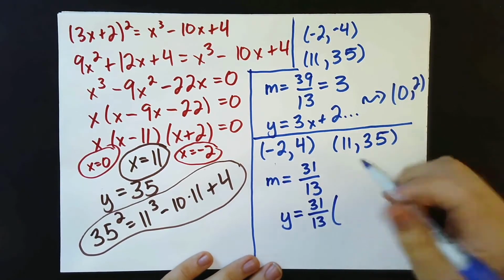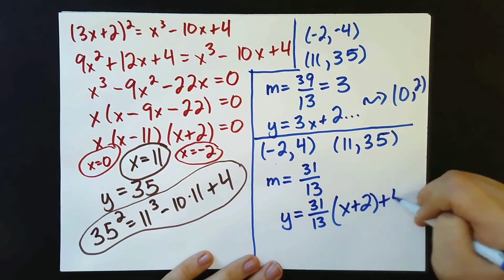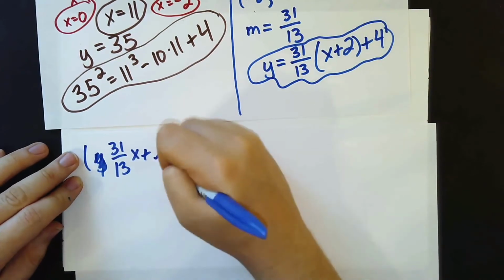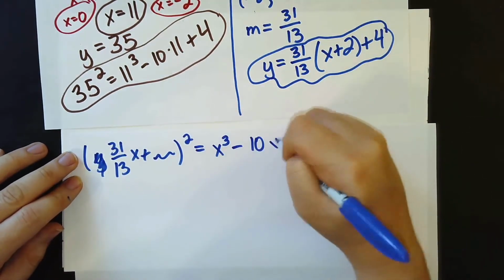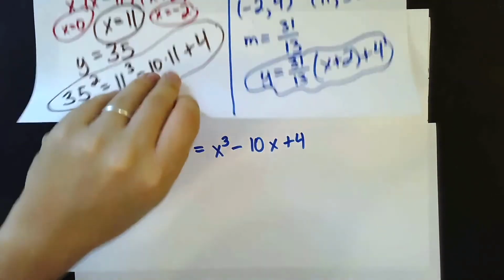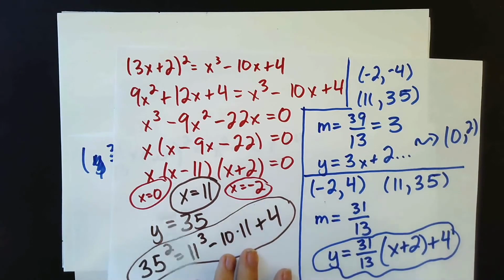31/13 times x plus 2 plus 4. So, plug that in to y squared equals x cubed minus 10x plus 4. And now at this point, I am working with the number 31/13, and I'm about to square it. I definitely at this point want to use all of the algebra trickery I can, because this is not going to factor as nicely as this previous version at all.